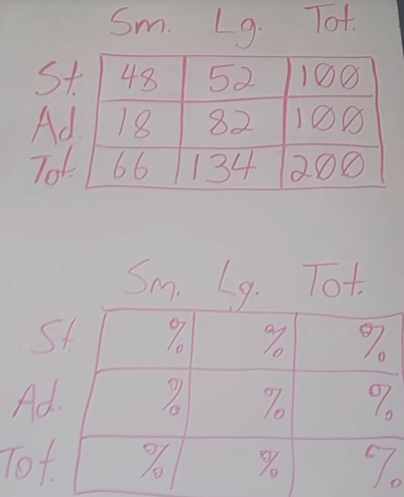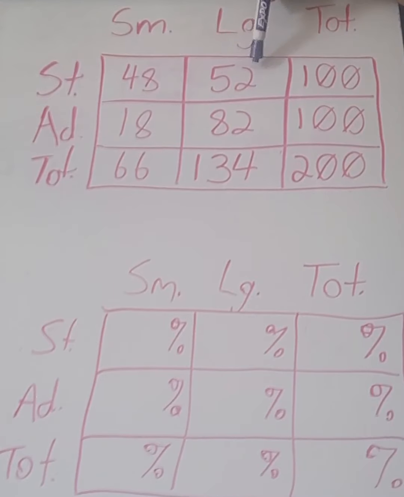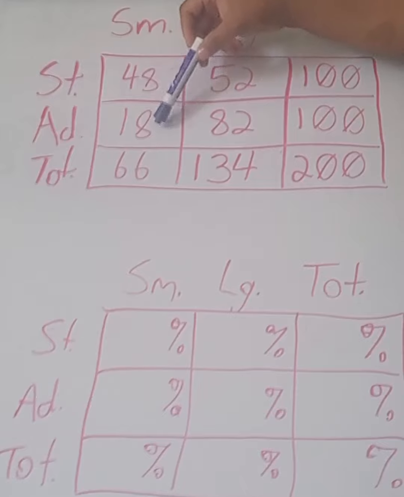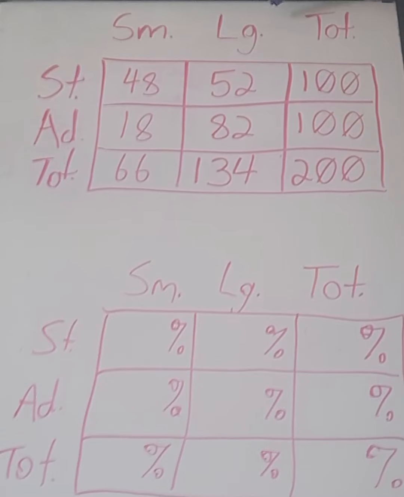Okay, so here's the same frequency table we had from the Reveille. It's going to be hard for y'all to see it. You might want to move over a little bit. We had 48 students say they preferred a small screen cell phone. 52 students said they preferred a cell phone with a large screen. 18 adults said they preferred a phone with a small screen. 82 adults said they preferred a phone with a large screen.